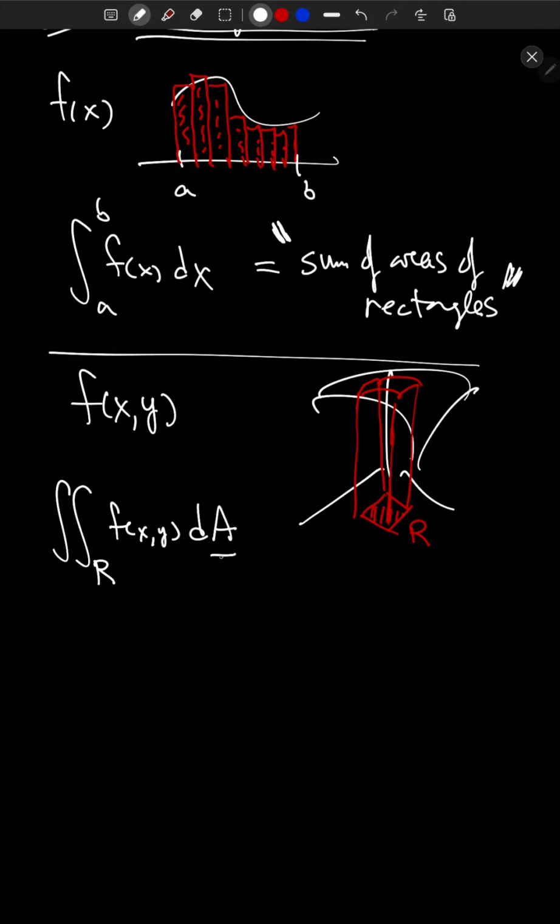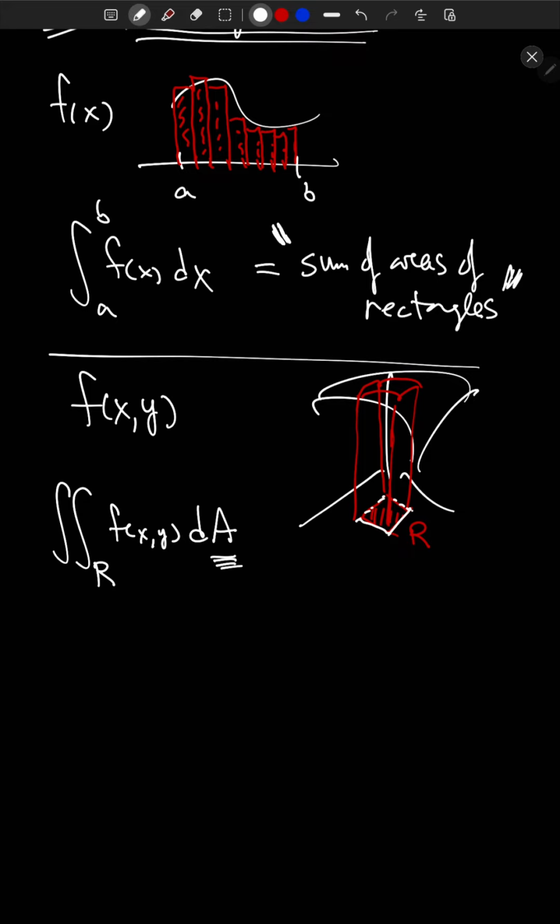We use dA as a general indicator that the region of interest is 2-dimensional. So the A kind of stands for area, right? And regions in the plane have areas as opposed to lengths, or as opposed to volumes. All right.